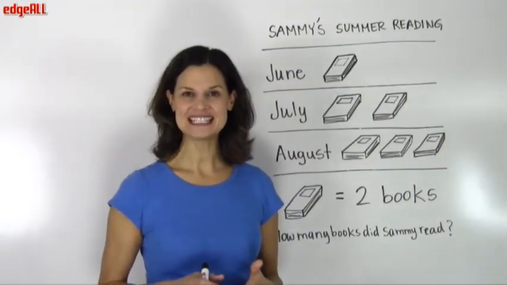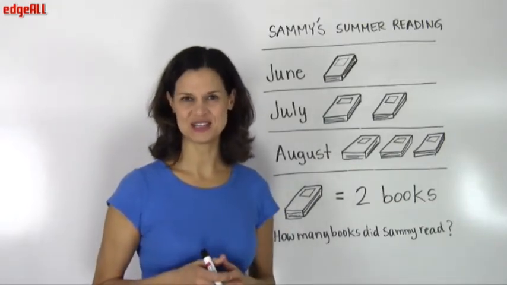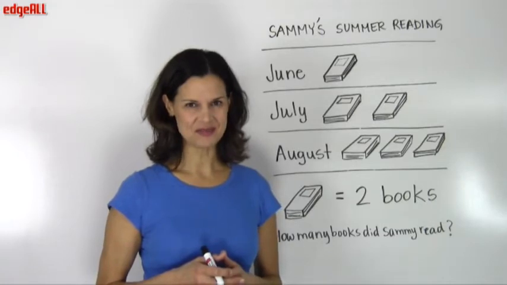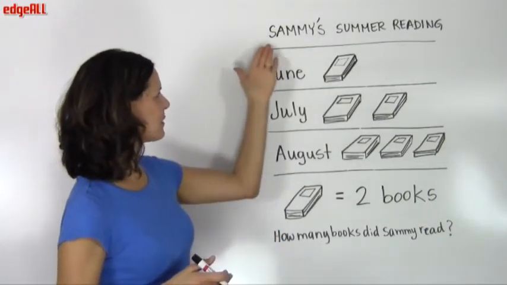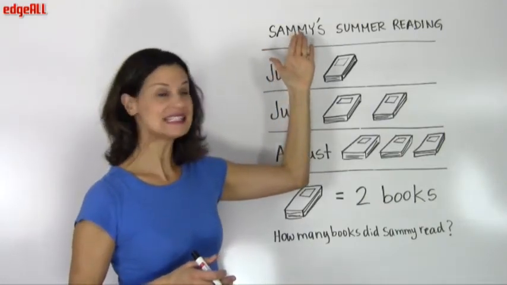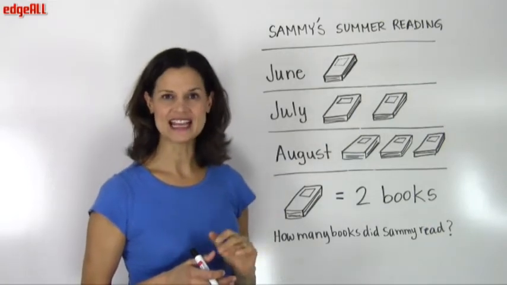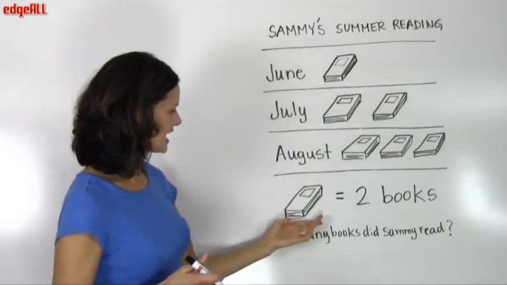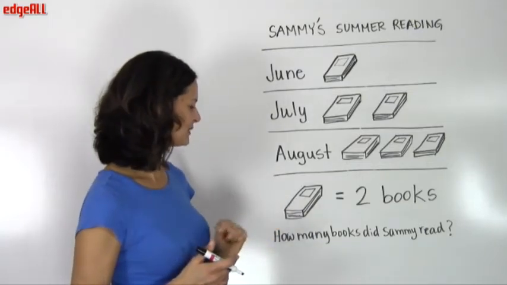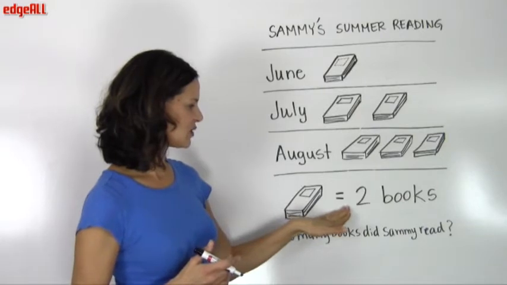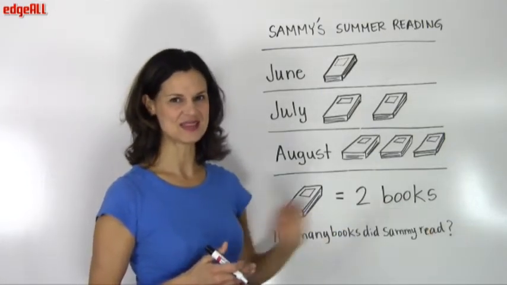Let's look at an example of answering a question using the information given to us in a pictograph. So we have a pictograph here that tells us from the title that this is Sammy's summer reading. And the first thing we want to look at is our key. And we can see in our key that one book symbol, this is a little picture of a book, one book symbol equals 2 books. So 2 books read by Sammy in the summer.